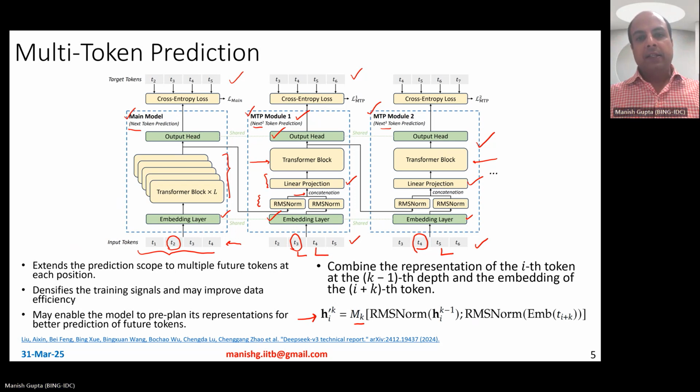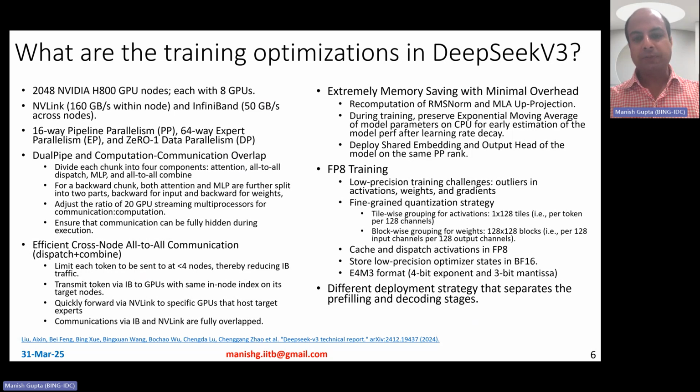Of course, you compute the loss across all of these tokens at each of those modules, and then the overall loss is basically a sum over all of those token prediction losses.